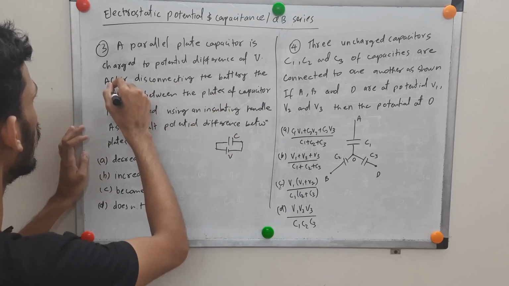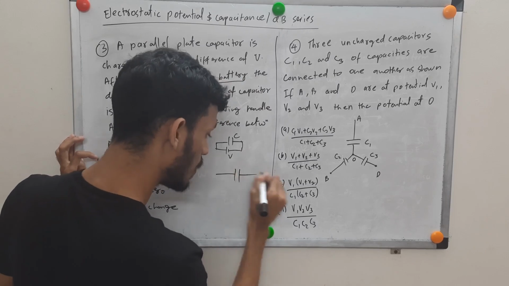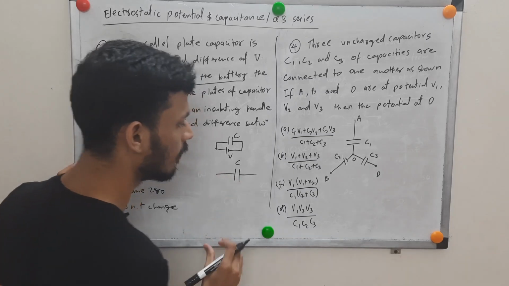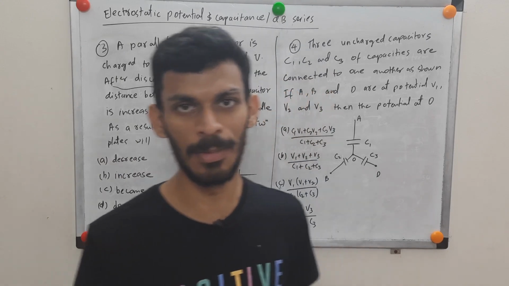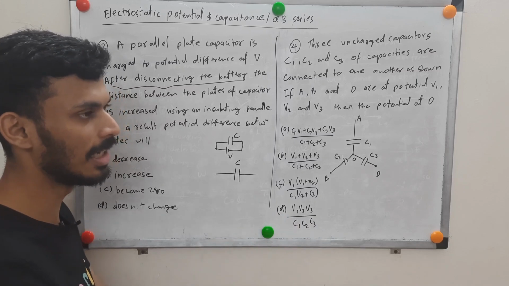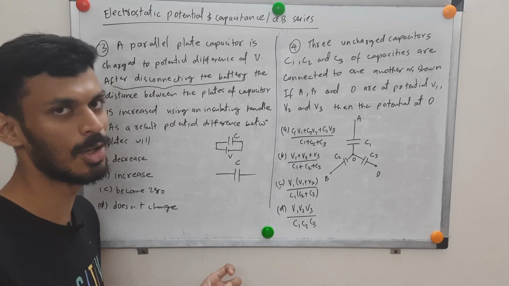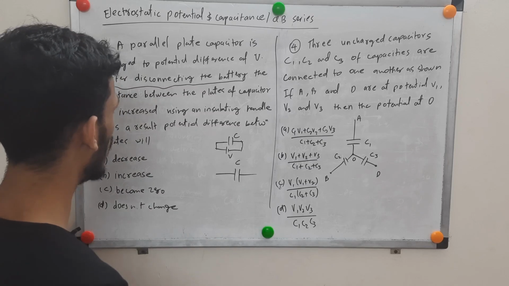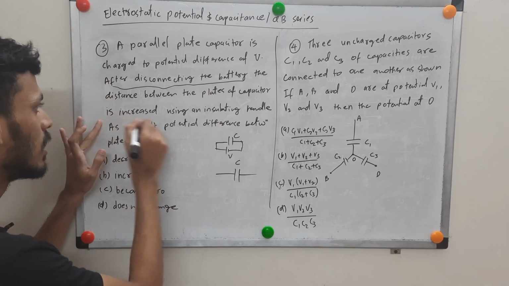So first you'll disconnect the battery. Okay, so it is now an isolated capacitor, which is important because the charge on this capacitor will remain constant, right? If you keep the battery connected, the voltage will remain constant, right? When you separate it out and you treat it as an isolated system, charge on an isolated system is constant, right? Conservation of charge. So here the charge is going to remain constant. You are supposed to tell if the distance between the plates of the capacitor is increased.